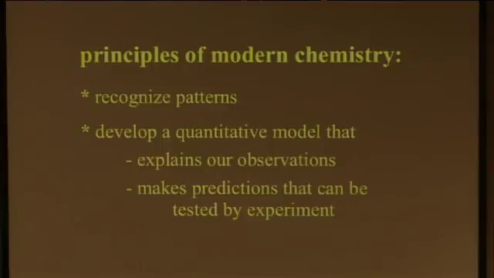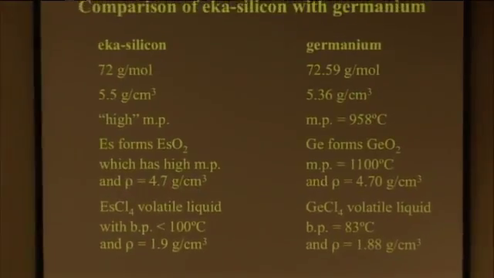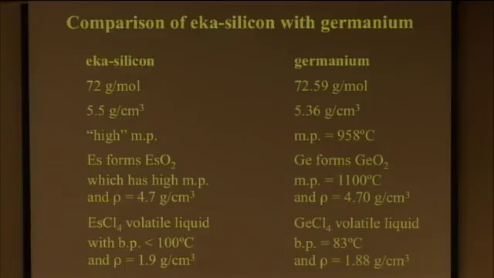You might say, well, that's just curve fitting if you're a cynic. But it makes predictions that can be tested by experiment. So let's take a look. He said that under silicon, but above tin, there would be an element. He called it ecosilicon. Eka is a Sanskrit word which means one after. So this is the element one after silicon. And it was eventually isolated and given the name germanium.